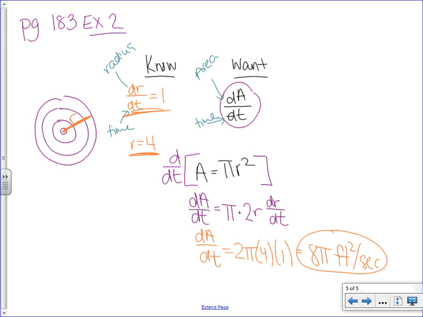So let's recap. I knew that my radius was changing at a rate of 1 foot per second. And I was finding how fast the area was changing when the radius was 4. And my final answer was 8 pi feet squared per second. And if you followed along in your book, that's exactly what they did. So let's flip. Let's go to page 184, and let's do example 3.